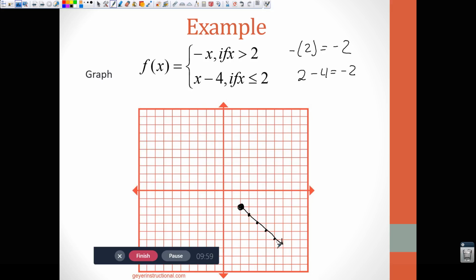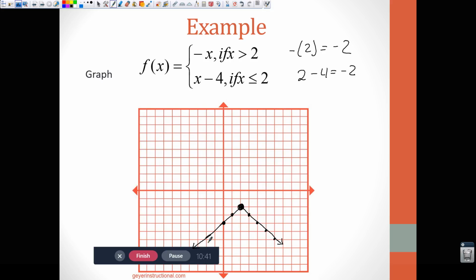Okay, now let's think about this point here. It is less than or equal to, so it's going to be going in this direction. And my slope is 1, so it's positive, so it's going to have to be going this way. And my intersecting point is at -4. So that is here. So that is my graph.